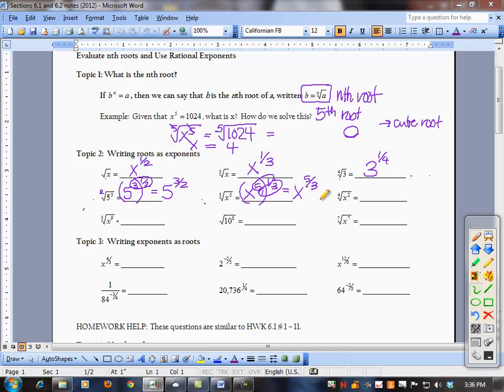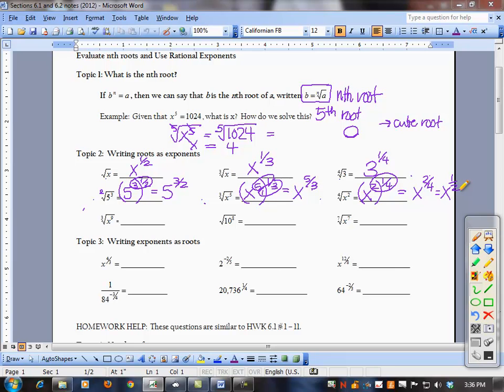Let's go one more. I take x squared and I raise it to the 1/4 power because it's a 4th root. Now the only thing I'm going to ask is, can this be simplified? Well, 2 times 1/4 is 2/4, so it's x to the 2/4, but we know 2/4 can be reduced to 1/2. So if you can reduce the exponent, you should, because that'll help us simplify things along the way.